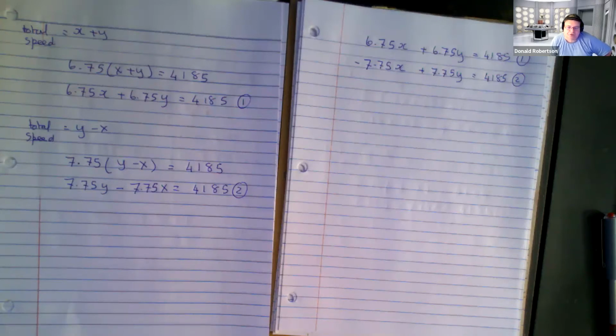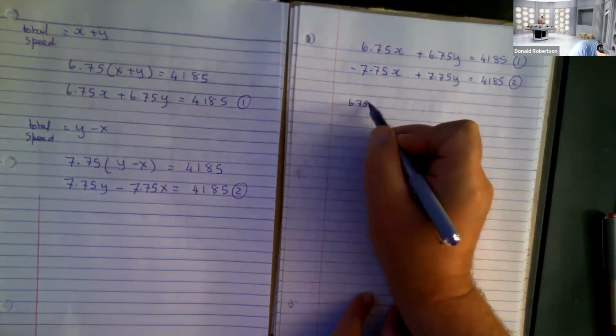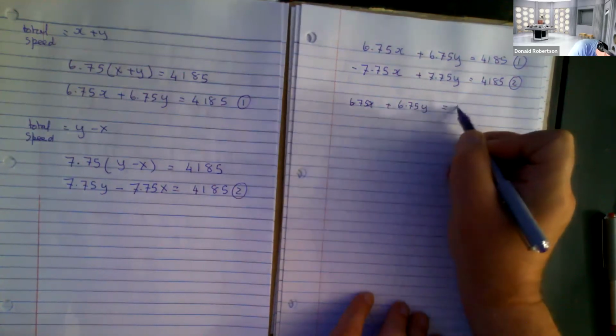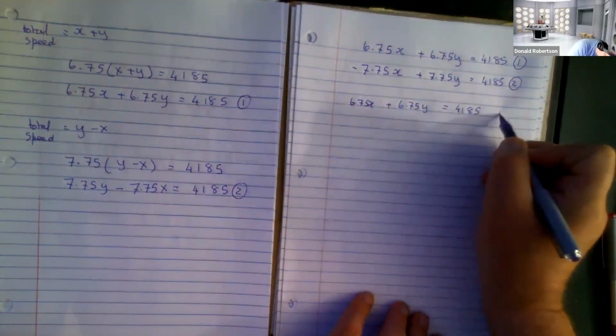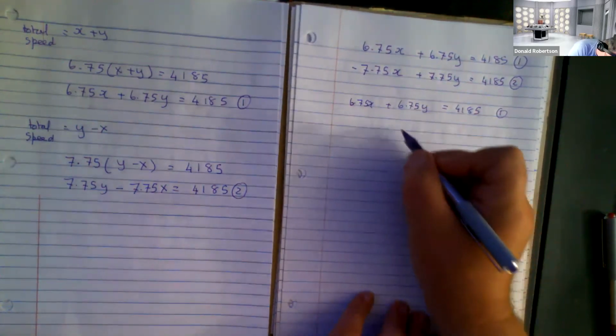Sometimes, like the previous question, all the x's are the same. One was plus and one was minus. We're good to go. Here, nothing's the same. And I'm going to go, for no particular reason, I'm going to do the substitution method. So I'm going to take equation 1, as ugly as it is, and I'm going to rearrange it to be y equals.